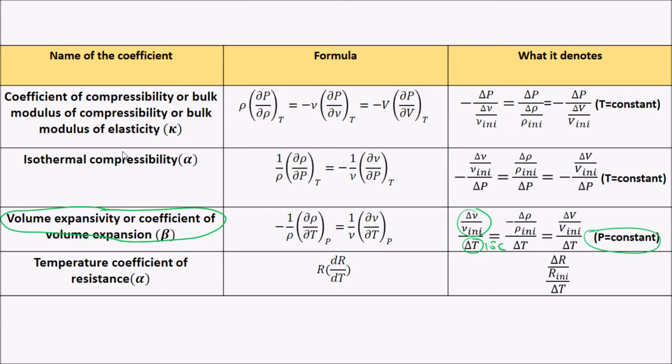Here you have isothermal compressibility. It shows how volume changes with respect to pressure change. Here you have temperature change, here you have pressure change. And the inverse of it is called kappa. It is the modulus of elasticity or coefficient of compressibility. And the last one is the temperature coefficient of resistance, and it shows how resistance changes with temperature change. And we will use this one in free CV. Let's talk about this one a bit more.